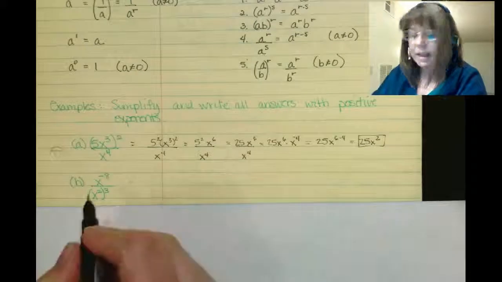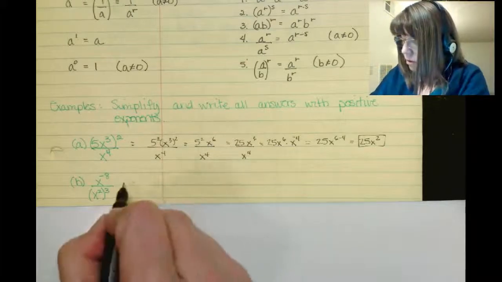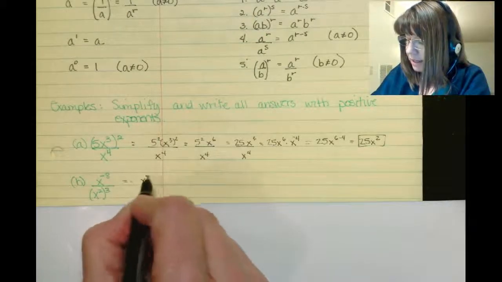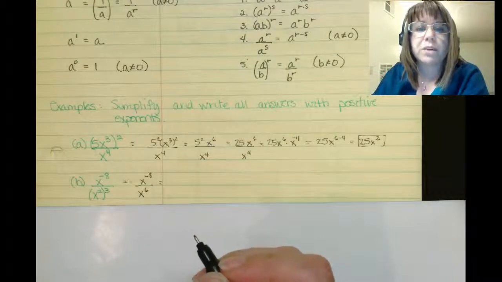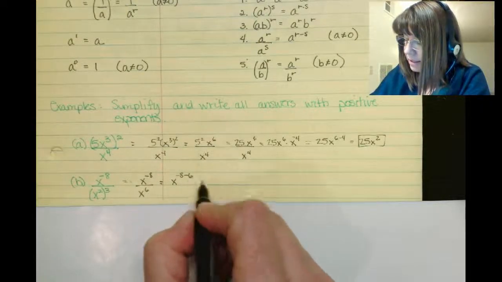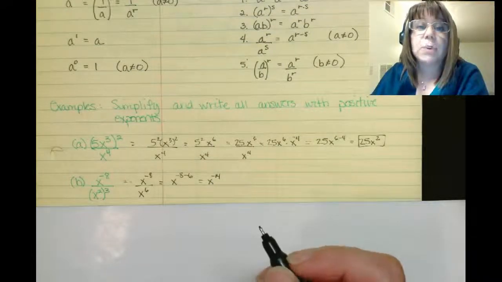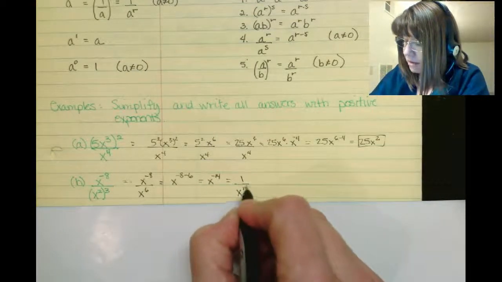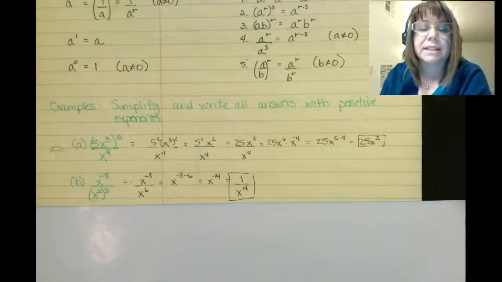Let's try another one. x to the negative 8 all over x squared cubed. Well, let's see what I can do first. I can do the x squared cubed. That's going to be x to the negative 8 all over x to the 6th. Now using my 4th property again, it is now going to be x to the negative 8 minus 6, which will be x to the negative 14. But I don't want a negative exponent, so I need to bring it back down to the denominator to make it a positive exponent. So my final answer to that one is 1 over x to the 14th.